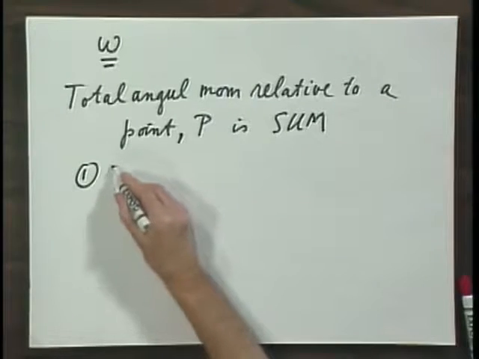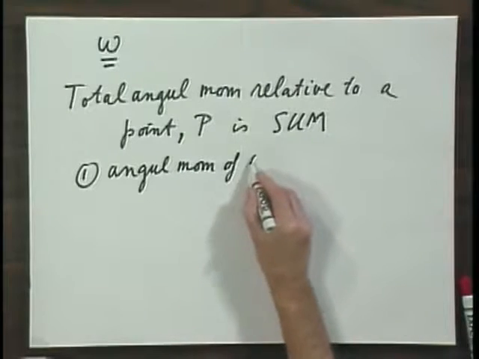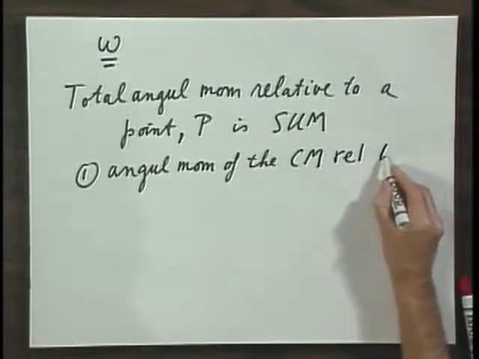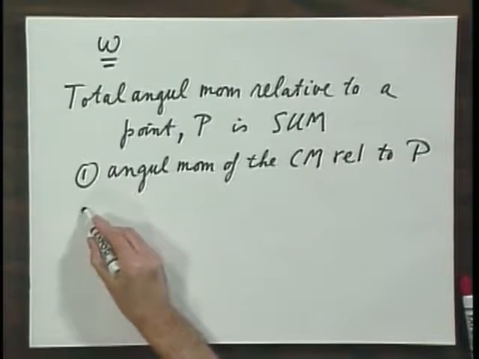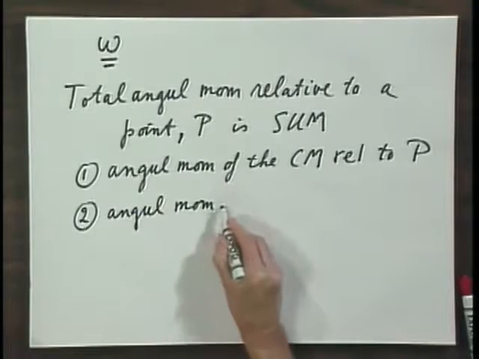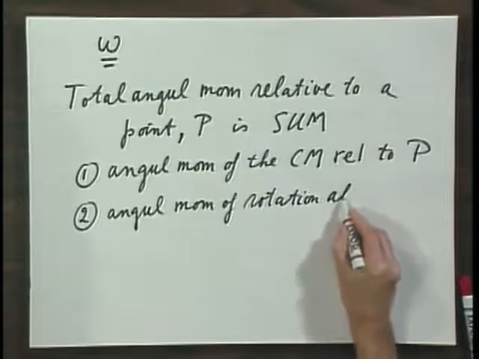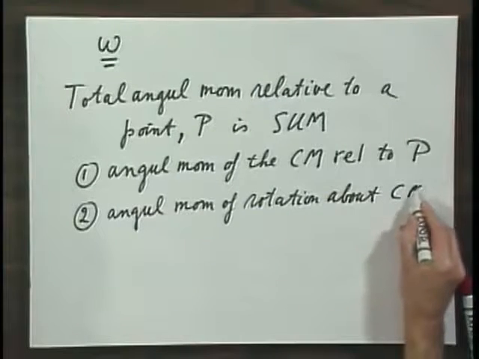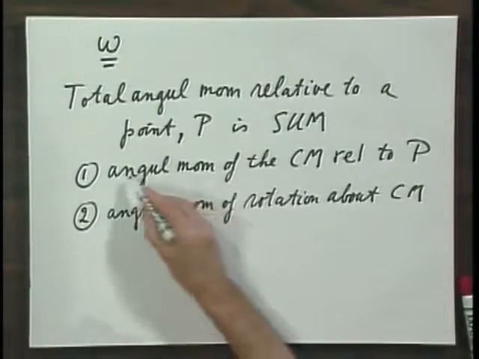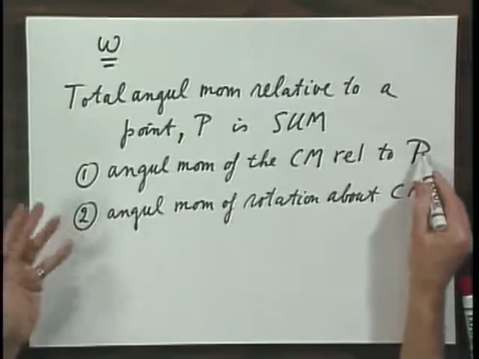Component number 1 is the angular momentum of the center of mass relative to P, and the second component is the angular momentum of rotation about the center of mass. So this portion is always taken about the center of mass, so about point C, but here you can choose P anywhere you want to. You can even choose P to be point C if you want that.